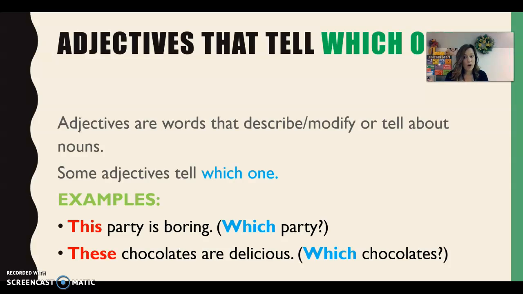Adjectives that tell which one. So some adjectives tell which one. Some examples: this party is boring. Which party? This party. These chocolates are delicious. Well, that's all chocolates to me, but these chocolates, okay? So add those two terms if you don't already have them in the which one section of your organizer.